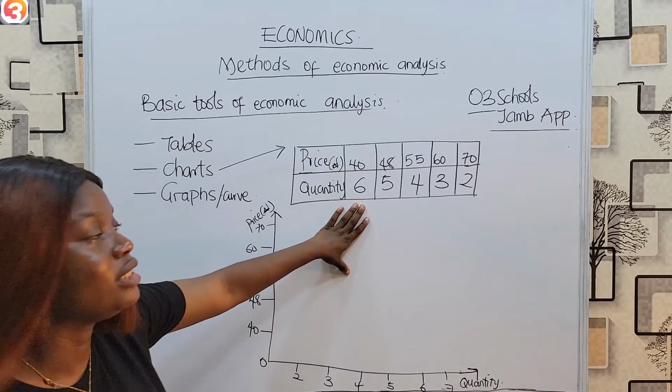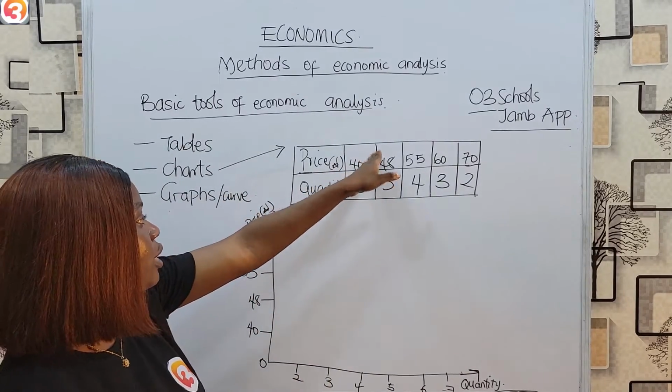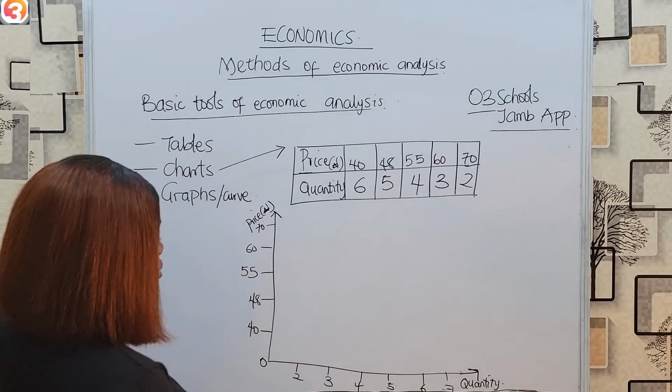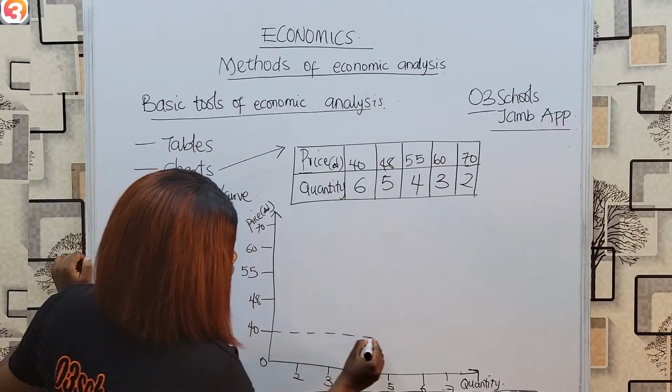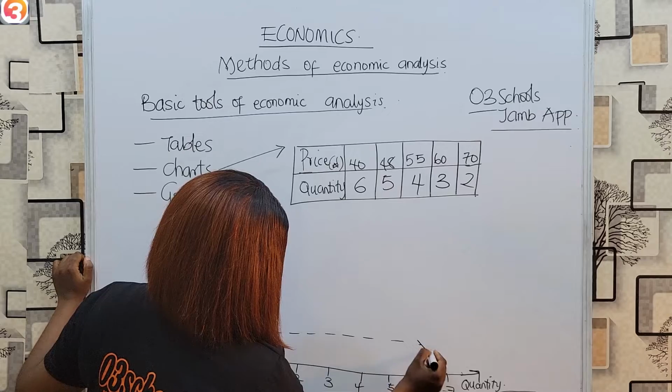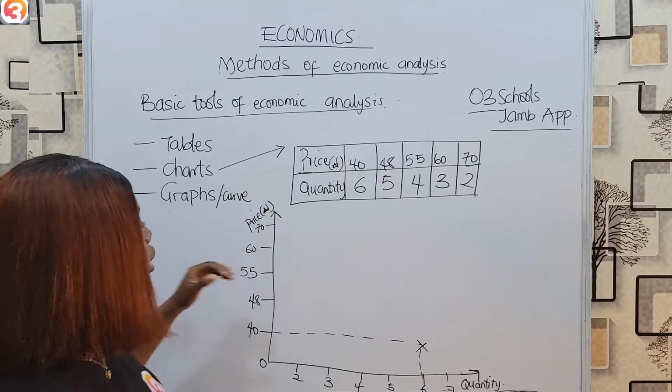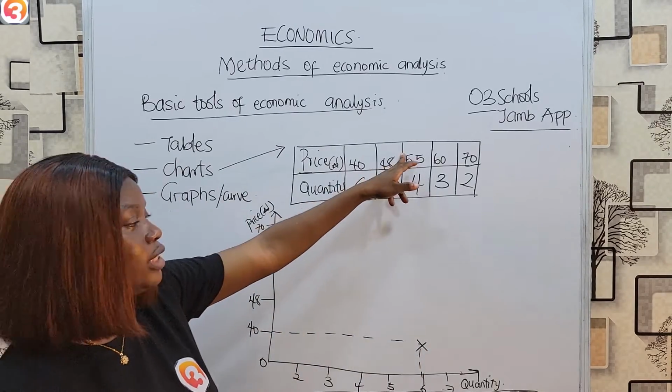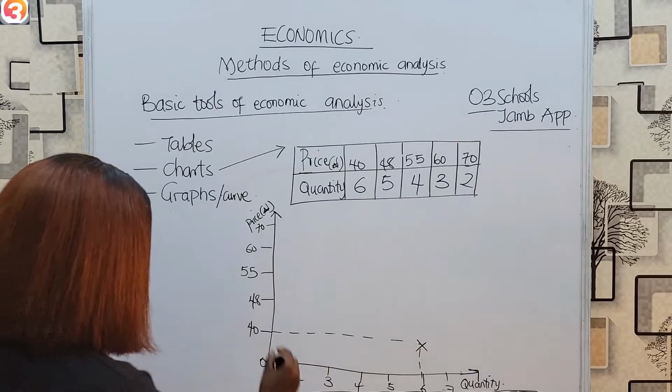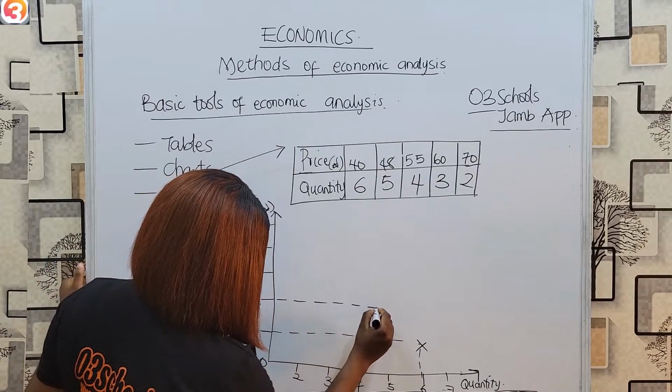Now from the table, they said when price is 40 naira, quantity is 6. So we're going to trace down to 6. So this is our point here. And then when price is 48 naira, quantity is 5. So we're going to trace down to 5.